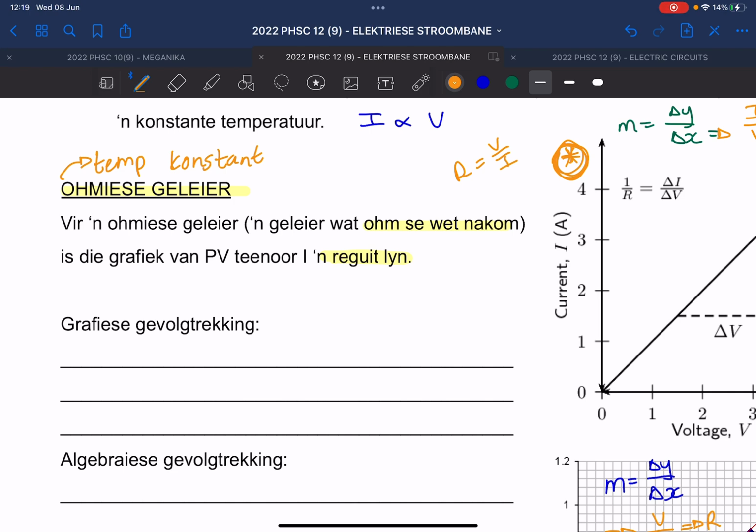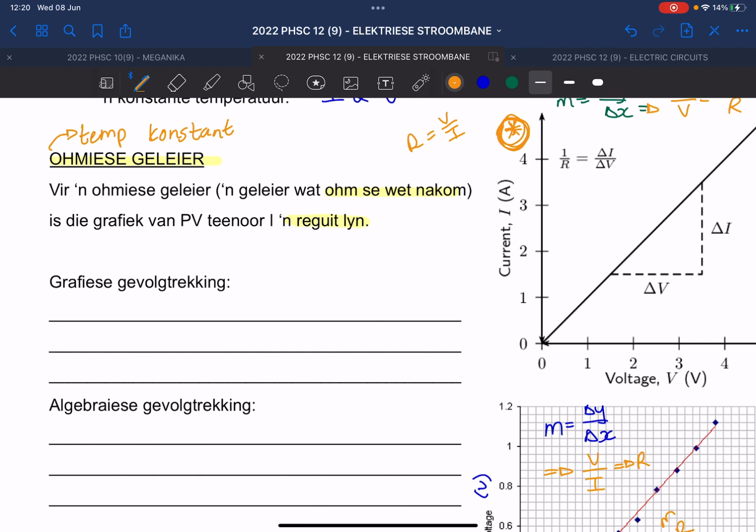Okay. Now you can make two types of conclusions. The first one is a graphical conclusion. For graphical conclusion, what do you look at again? You look at the shape of the graph. Jy kyk na die vorm van die grafiek. Okay, you will normally get one of two shapes. You will either get a straight line like that, or you'll get a curve like that. Dis die twee vorms wat jy gaan kry. Het jy gesien dat jy 'n reguit lyn gekry?